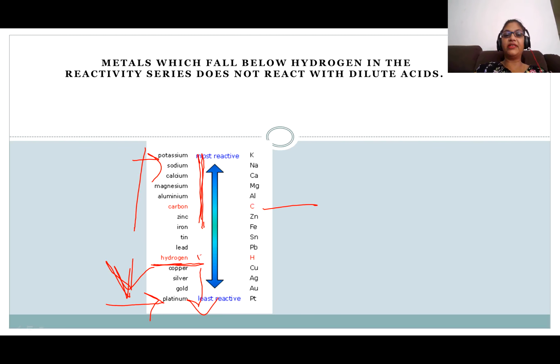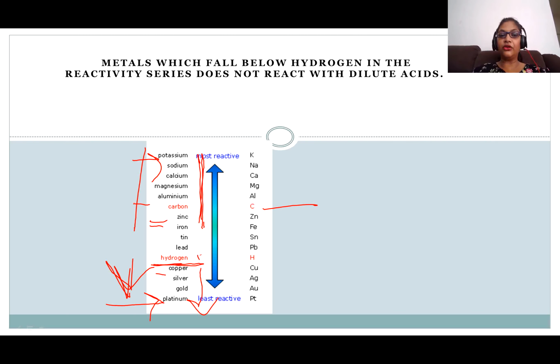So silver, gold, platinum: there will be no reaction at all if you add acid to them. But if you add acid to the metals above hydrogen, whether it is iron, zinc, aluminium, or magnesium, they are going to react and form the corresponding salt with the release of hydrogen gas.